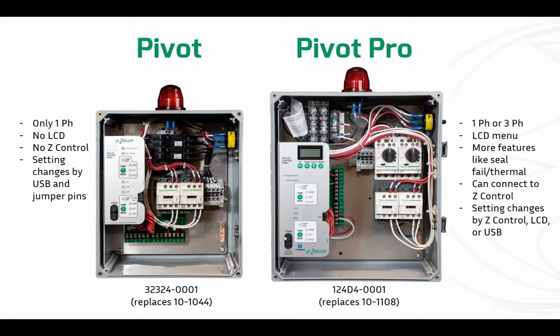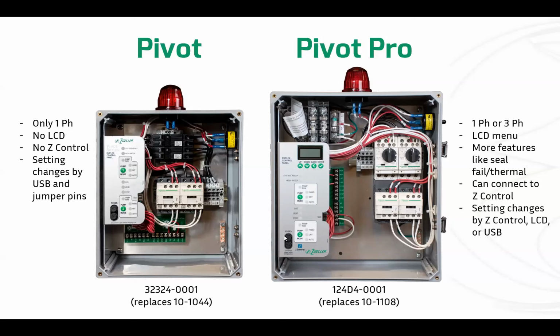So when you get into 3-phase panels and maybe even the bigger pumps in single phase, you end up with things like seal fail or moisture sensors inside the pump, and thermals built into the windings. When you have those kinds of features, it's more common in those bigger pumps or 3-phase pumps. So it's a standard feature on the Pivot Pro to have the seal fail and thermal landing spots.